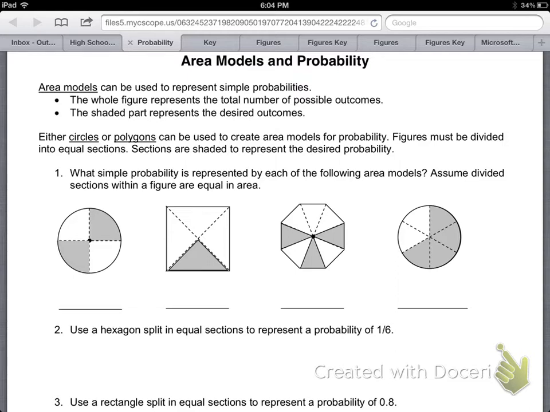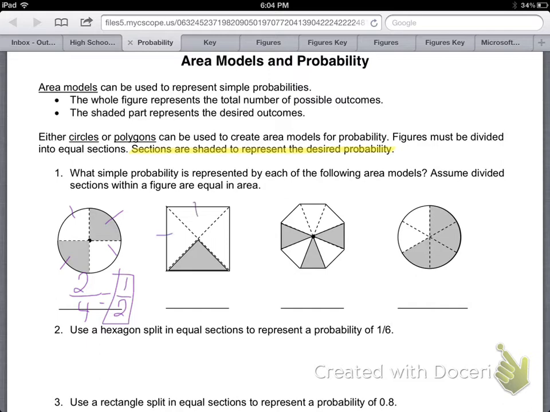So we're going to go over the sections of the shape that are shaded to represent probability. There is 1, 2, 3, 4 in all. How many are shaded? 2. Can you reduce 2/4? Yes, to 1/2.